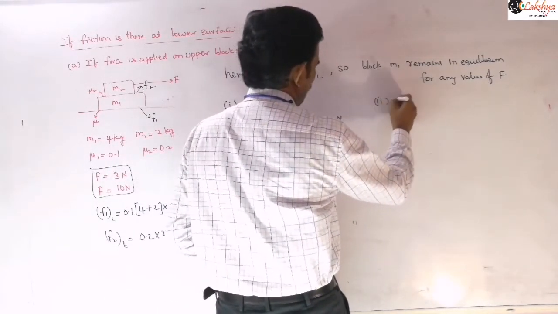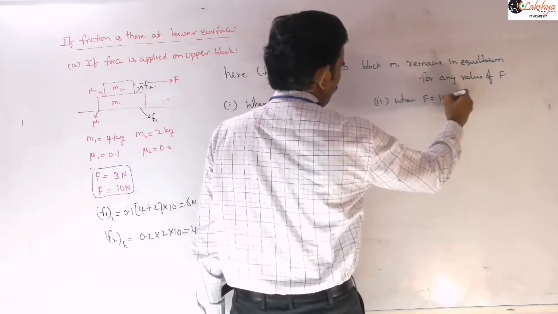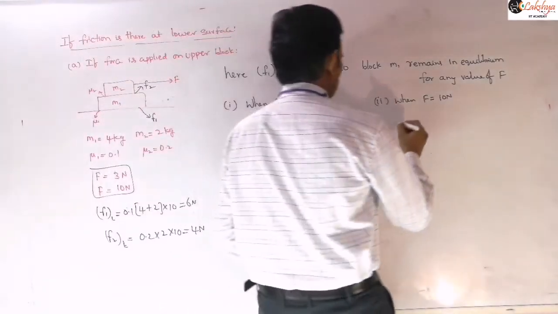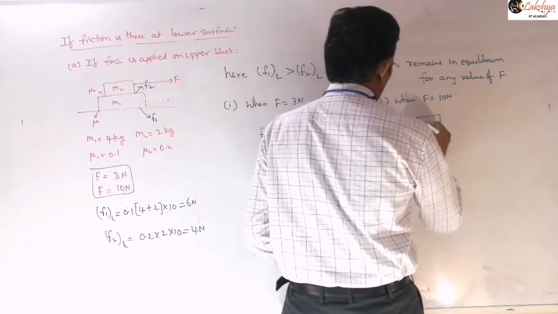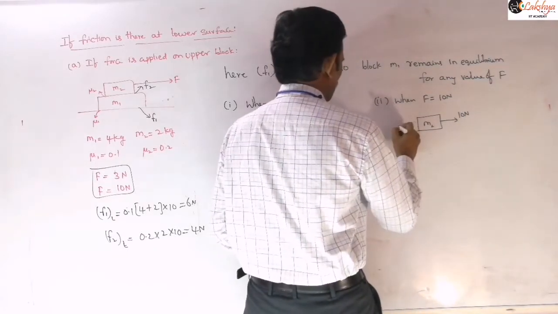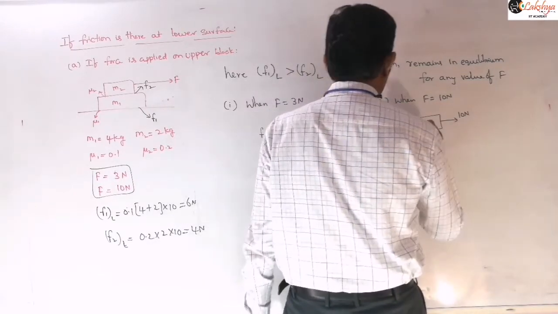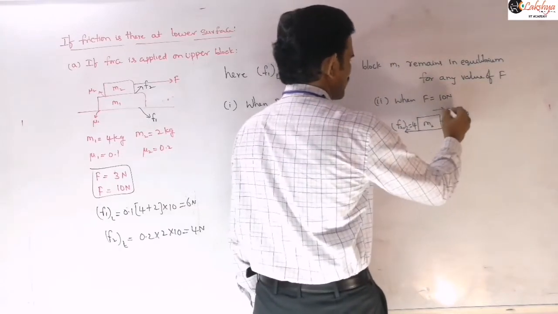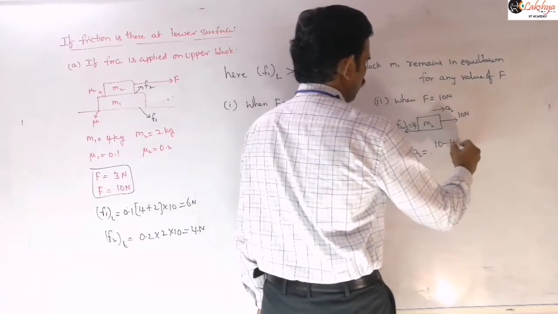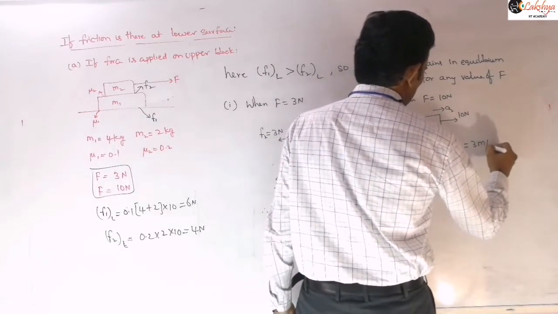The next case is when F is 10 newtons. When the applied force is 10 newtons, the upper block M2 will start accelerating because the force applied on it is greater than its limiting friction. So now F2 limiting, which is 4 newtons, will act here, and it starts accelerating. So we can write A2 as (10 minus 4) divided by the mass of this block, M2, which is 2. So we get 3 meters per second squared.